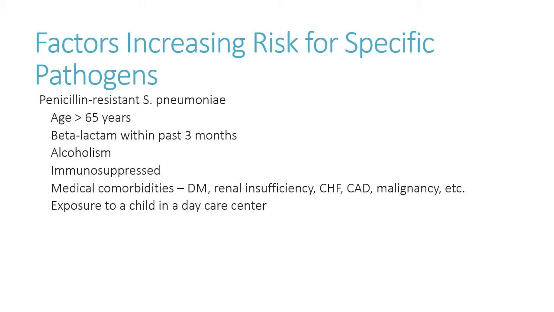So look at things that may put them at risk for specific pathogens. For instance, with strep pneumo, we'll look at their age, right? If they're older, typically they're more susceptible to this. Another big thing to note is what have they been on previously? Have they been on a beta-lactam in the past 3 months? That puts them at greater risk for having a more resistant strain of something like strep pneumo. That may lead you to say, hey, I need a bigger gun here than if they had no antibiotics in the preceding 3 months.